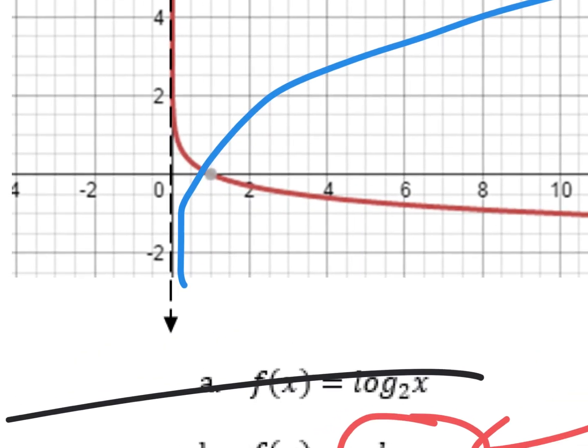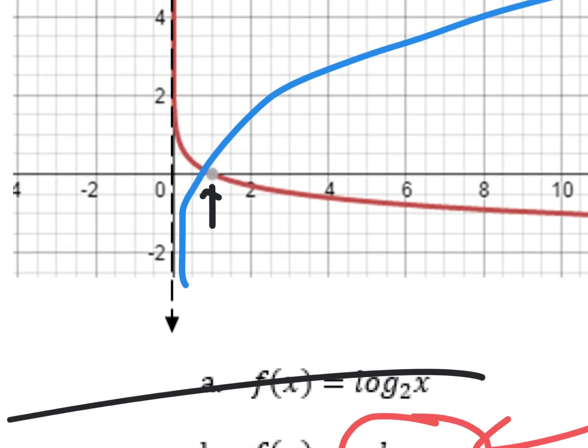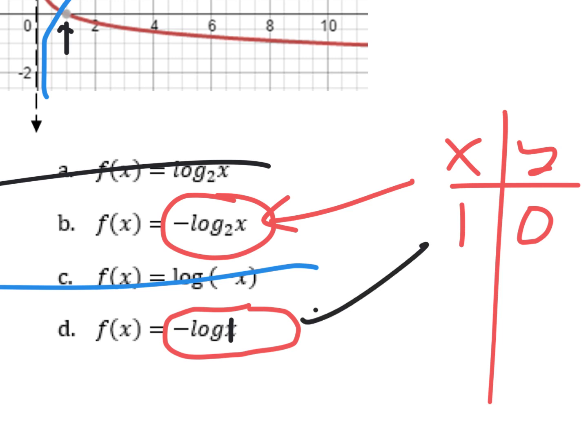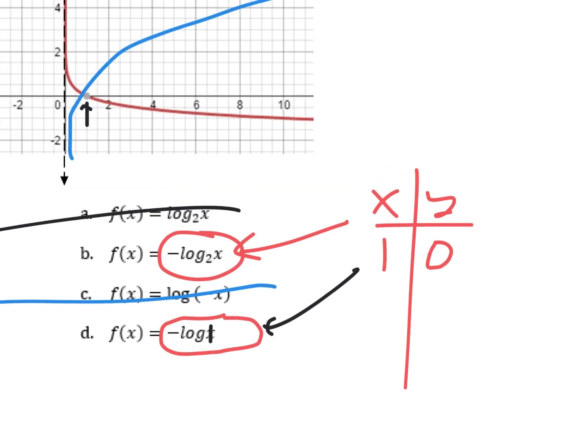Well, 1, 0 is that point right there. They both would have that point. So again, that didn't fix it for me. They both have 1, 0 on them. So either this one or this one would have had 1, 0 on it. I got to find a different point.